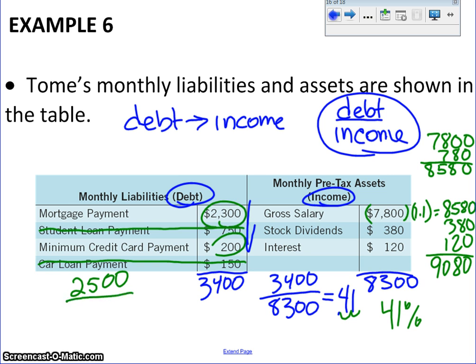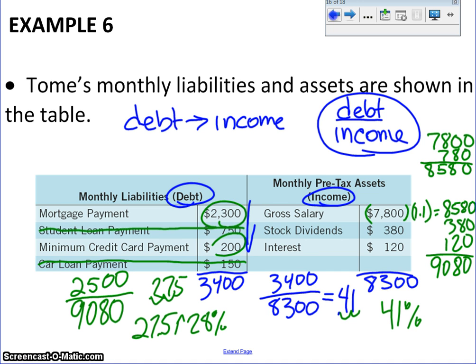So to get that new debt to income ratio, I'm going to come over here. I've got my $2,500 divided by $9,080, and I get 0.275. Moving the decimal over, I'm looking at 27.5, or if I were to round up, 28%.